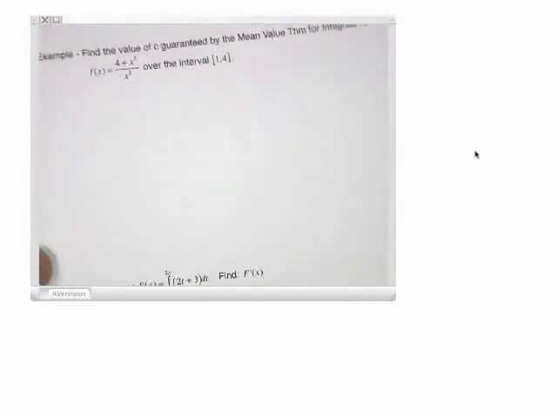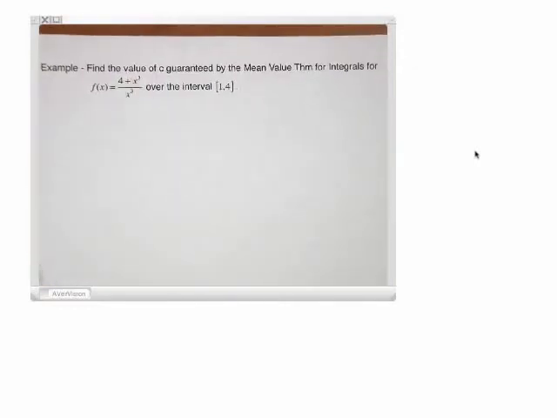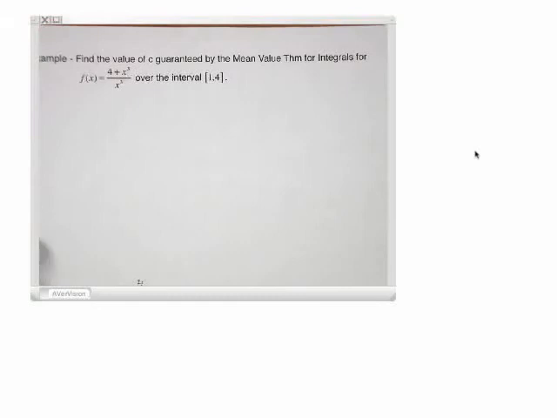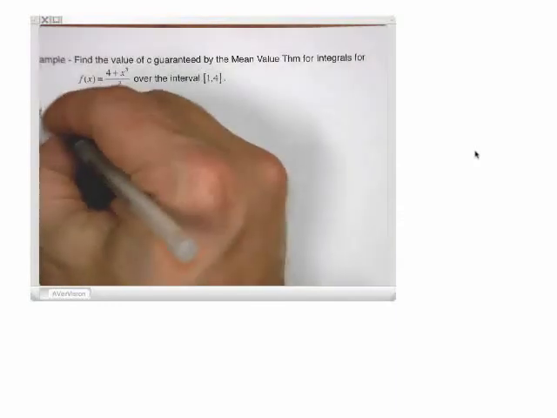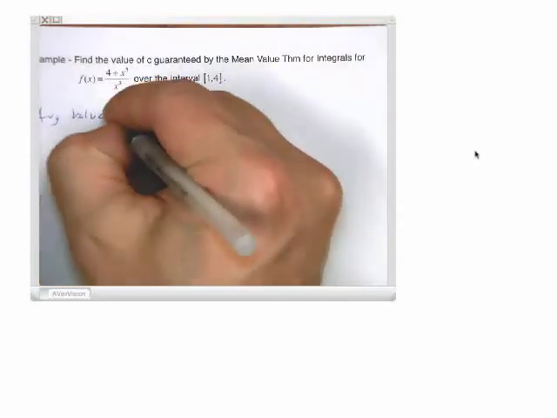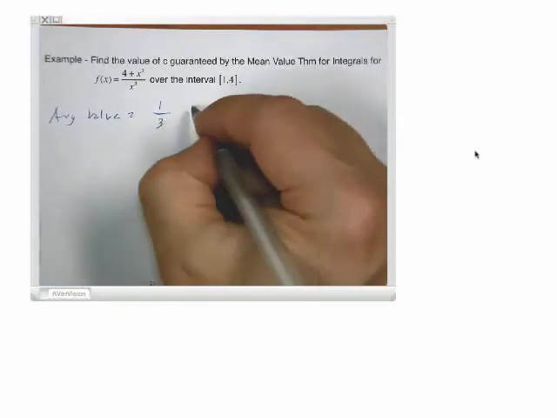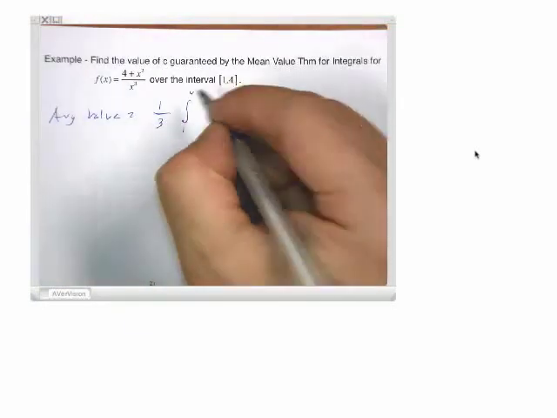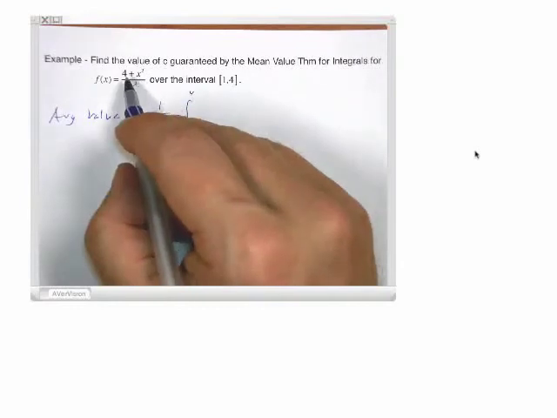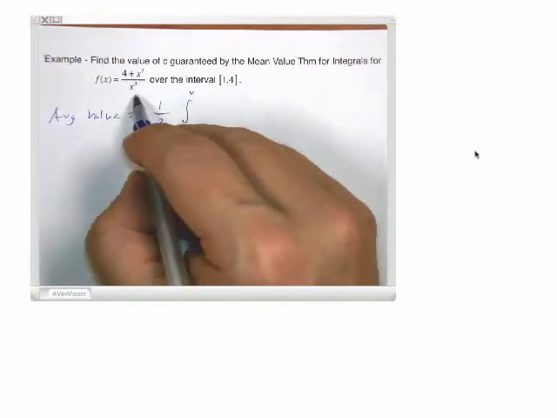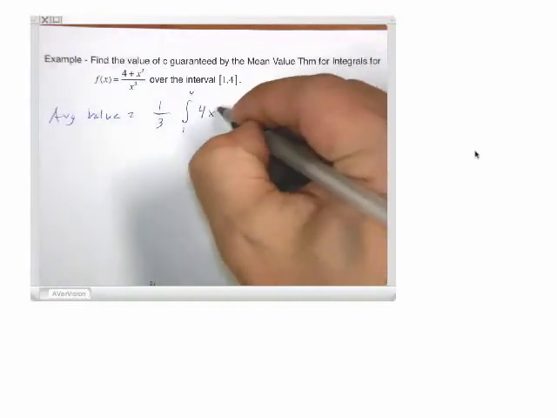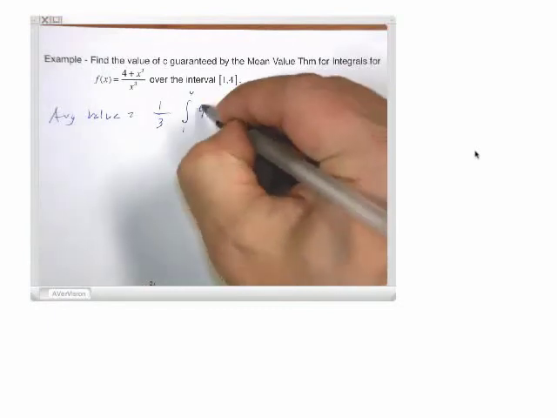So let's apply that in this situation. It says find the value of c guaranteed by the mean value theorem for integrals for this function over the interval from 1 to 4. All right? So first of all, I'm going to calculate the average value. Average value, remember, is going to be 1 over b minus a, so we're going to have 1/3, integral from 1 to 4. Now I'm going to go ahead and rewrite this before I try to do its integral. So 4 over x cubed, I'm going to rewrite as 4x to the negative third, and x cubed over x cubed is 1.